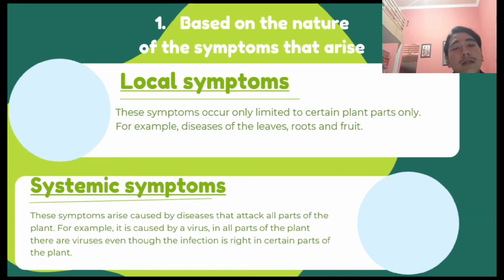First, based on the nature of the symptoms that arise, there are local symptoms and systemic symptoms. Local symptoms occur only limited to certain plant parts only, for example, disease of the leaf, root, and fruit. Systemic symptoms arise from disease that attacks all parts of the plant. For example, it is caused by a virus. In all parts of the plant there are viruses even though the infection is in a certain part of the plant.